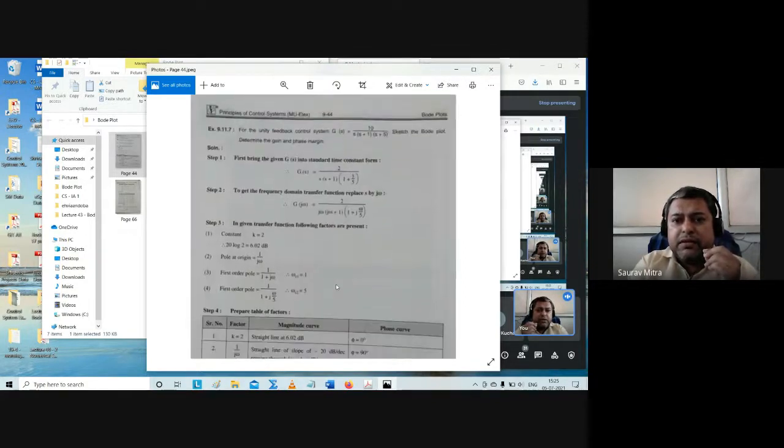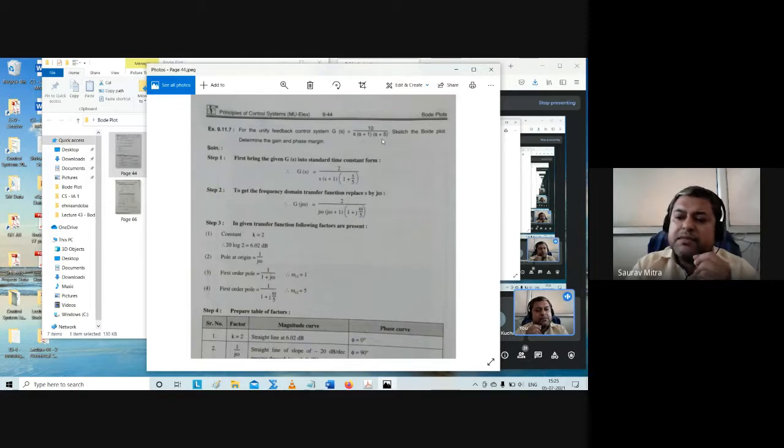Because you are very smart people, you can understand it very easily. See this S. What is the maximum phase for S? Minus 90. S plus 1: what is the maximum phase for S plus 1? Minus tan inverse omega. At omega infinity, how much is the phase? Minus 90. Okay, 1 by S plus 5.